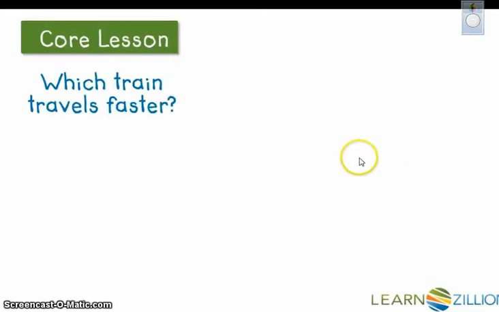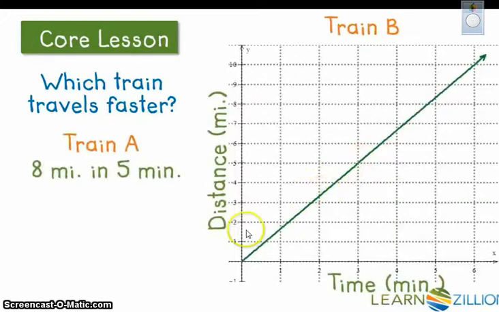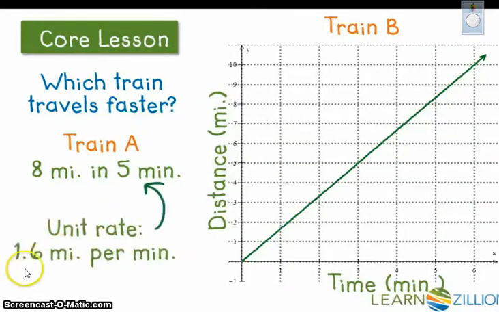Which of these trains is traveling faster? Train A travels 8 miles in 5 minutes, and train B's distance and time are shown on this graph. Again, let's compare unit rates. For train A, we can divide 8 by 5, and we get 1.6 miles per minute. I gave this as a decimal rather than a fraction because decimals are going to be easier to compare.